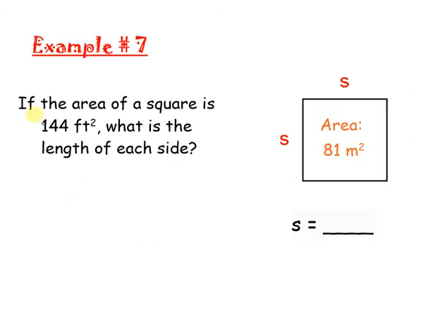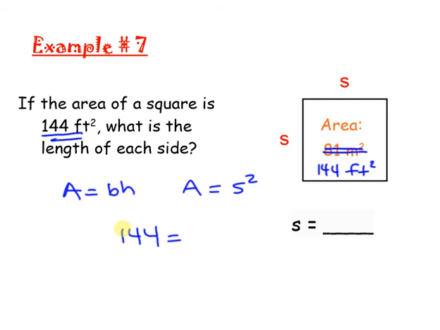Okay, another one. If the area of a square is 144 feet squared, what is the length of each side? And this right here should actually say 144 feet squared. I made a mistake there, okay? So again, area equals base times height, or you can use area equals side squared. They're giving us the area, so 144 equals what number multiplied times itself would give you 144?